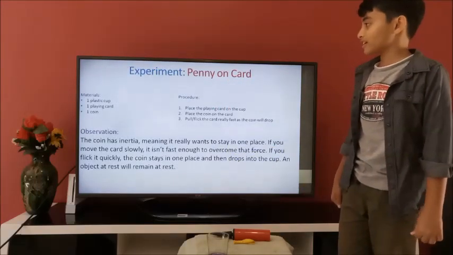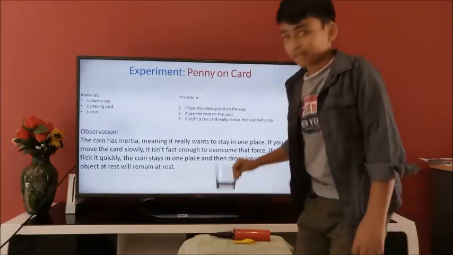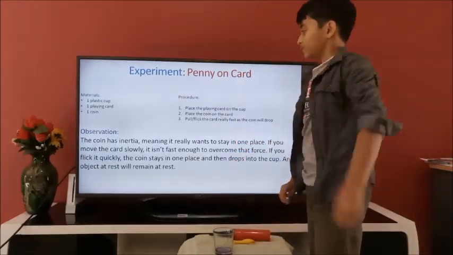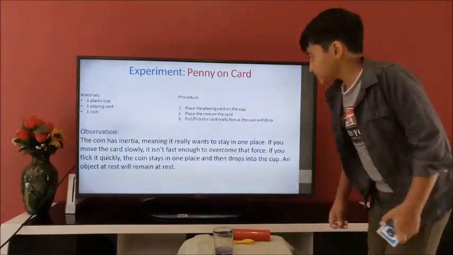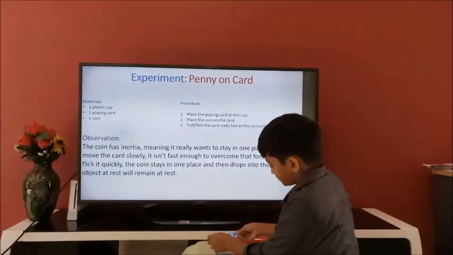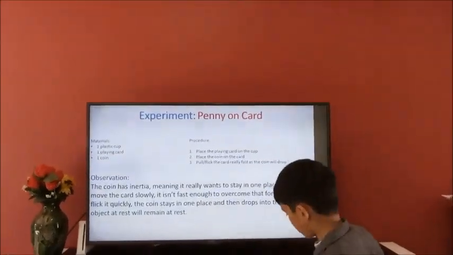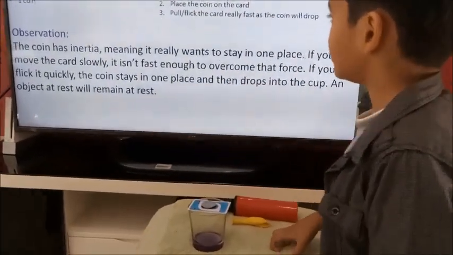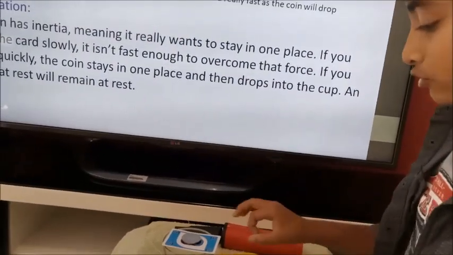Experiment. Painting on card. Materials. You'll need one plastic cup or a cup, one playing card, and one coin. Procedure. Place the playing card on the cup. Place the coin on the card. Flick the card really fast and the coin will drop.